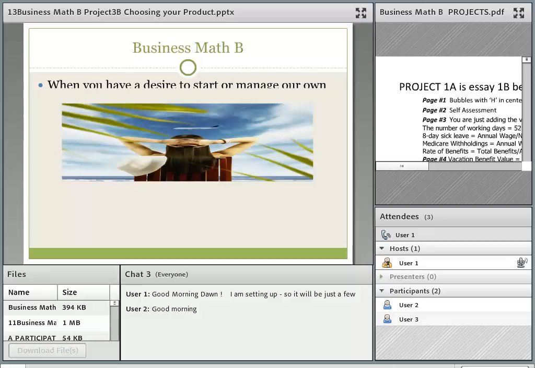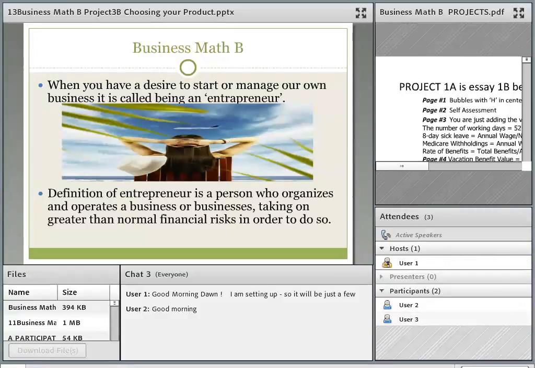Okay, as you're contemplating your business, here's a few definitions for you. When you have a desire to start or manage your own business, the word that's used for that is entrepreneur. The definition of an entrepreneur is a person who organizes and operates a business or businesses, taking on a greater than normal financial risk in order to do so.